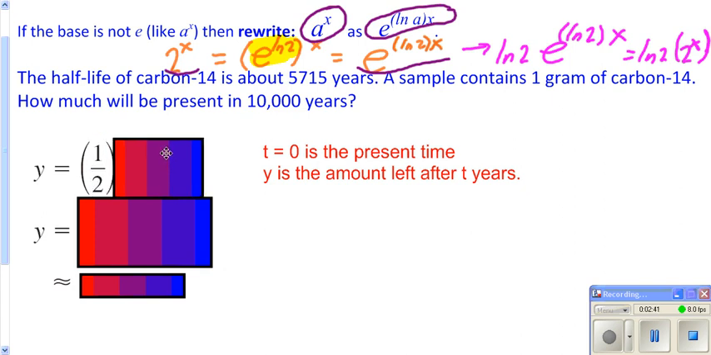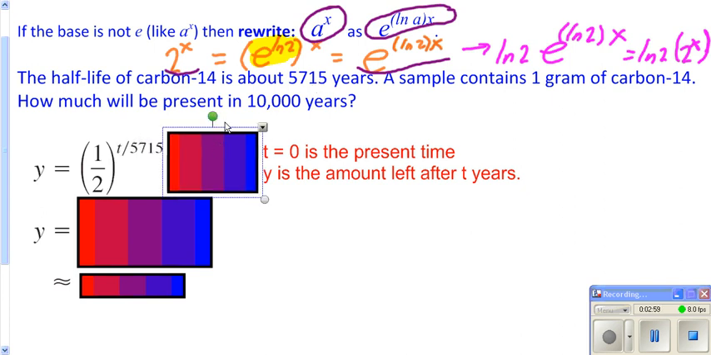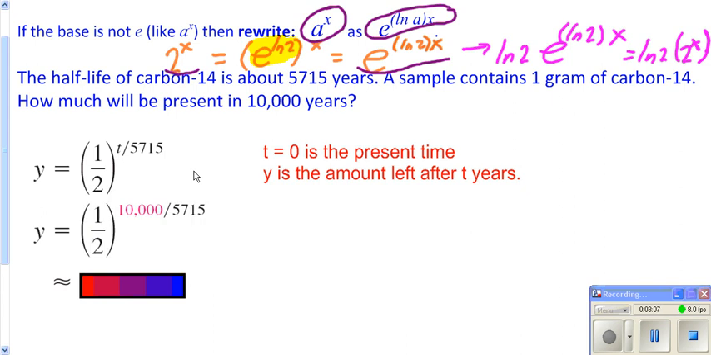Now, the exponent you have really needs to be the number of half-lives. If one half-life is 5,715, the number of half-lives is really your total time divided by this. And so that's what we're saying here with your exponent. Well, we're wondering how much is going to be left after 10,000 years. So really all you want to do is put in 10,000 for your time. This is your calculator-ready form. You type it into your calculator to get the decimal approximation. And then you'd also want to remember your units. So you get 3/10 of a gram, approximately.